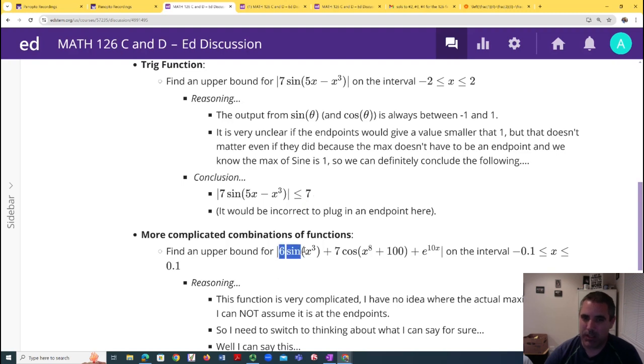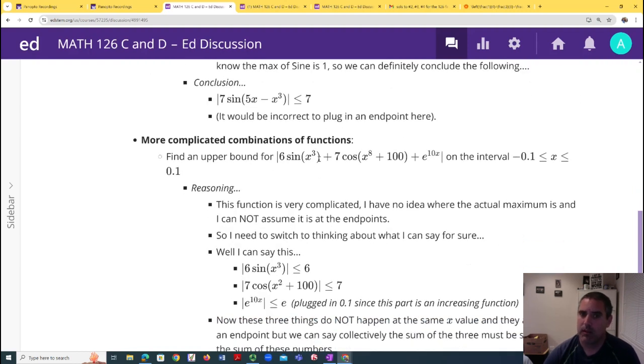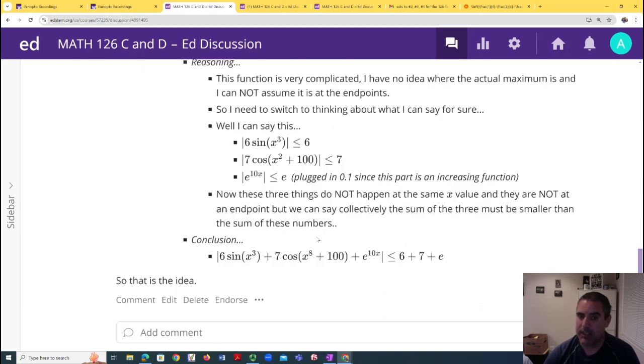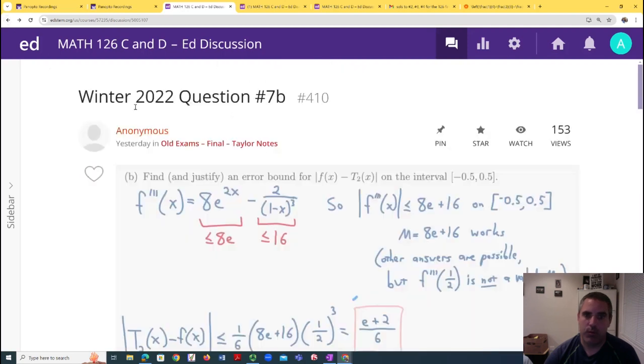Okay, what happens as things get more complicated? As things get more complicated, there is a very slim chance that the maximum is at an endpoint. So what do we do? Well, we break it into pieces. The question is not asking for the global max. It's just asking for something that you know is bigger. So basically you say, what's the biggest this can be? What's the biggest this can be? What's the biggest this can be? And we switch gears to being a little less precise. And then you add those things together. That's the idea.